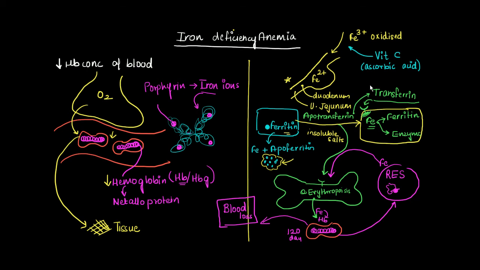We need to remember a few important things here. One is that iron in the food is in oxidized form. It is absorbed in the reduced form. The reduction takes place because of vitamin C. The storage form is ferritin and the transfer form is transferrin. Now, with this basic background, in the next video, we'll be talking about the pathogenesis or pathophysiology of iron deficiency anemia.